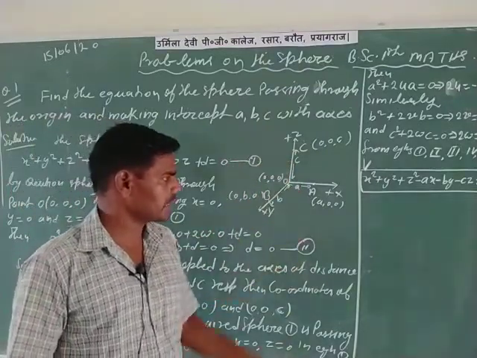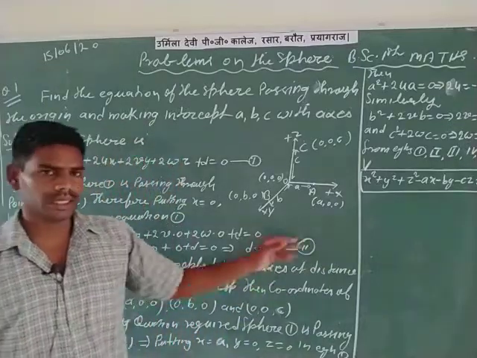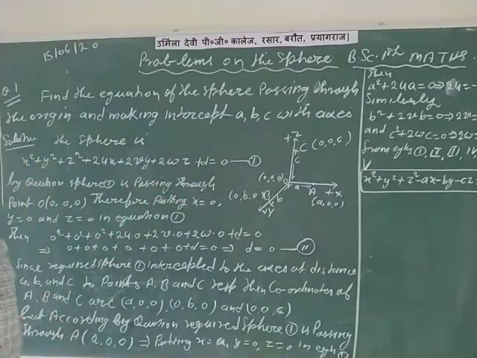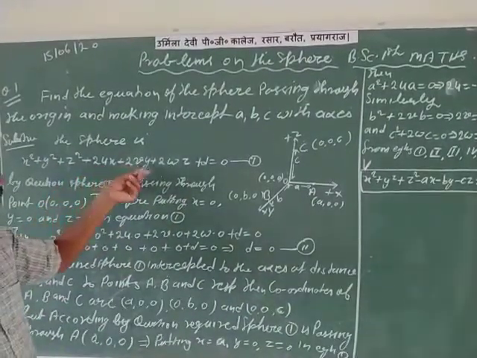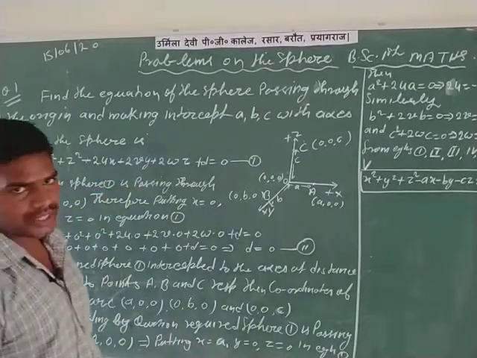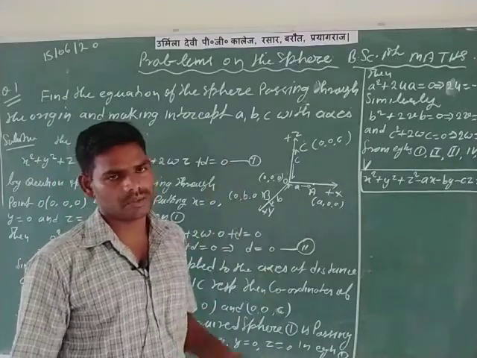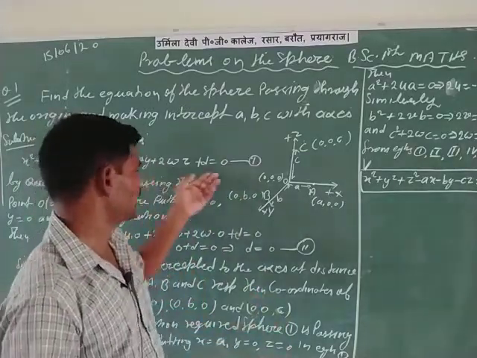Therefore, the coordinates of the intercepting points are capital A, capital B, capital C. It is clear. So first write the general equation of the sphere, which is represented by equation first. In this equation, 2u, 2v, 2w and d are constants. So for the complete equation of the required sphere, calculate these constant values 2u, 2v, 2w and d.